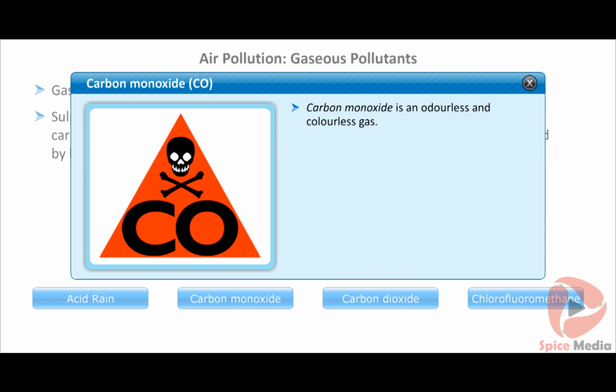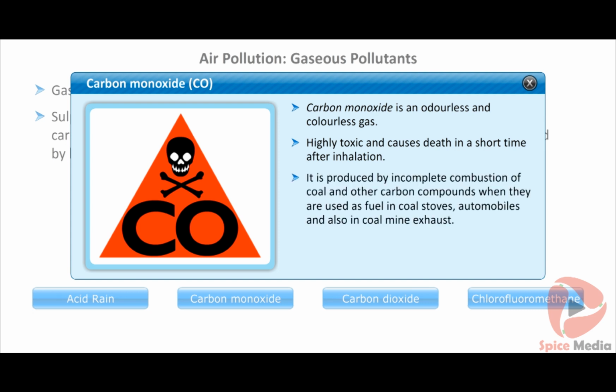Carbon monoxide is an odorless and colorless gas. It is highly toxic and causes death in a short time after inhalation. It is produced by incomplete combustion of coal and other carbon compounds when they are used as fuel in coal stoves, automobiles and also in coal mine exhaust.